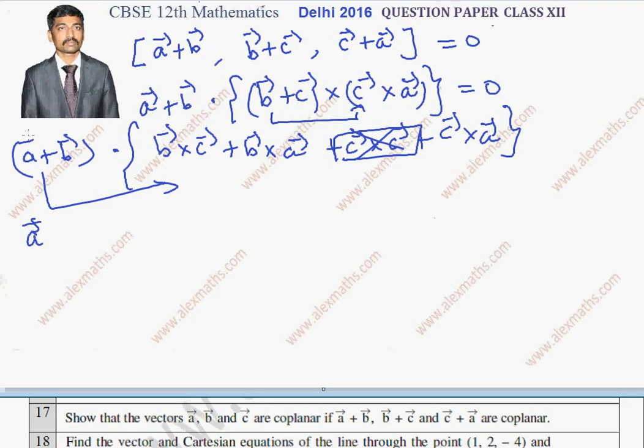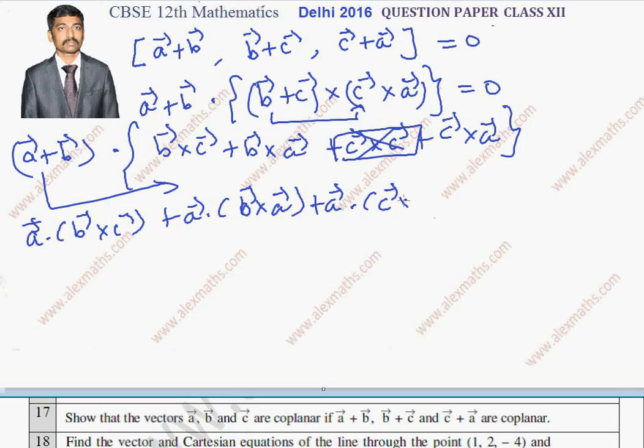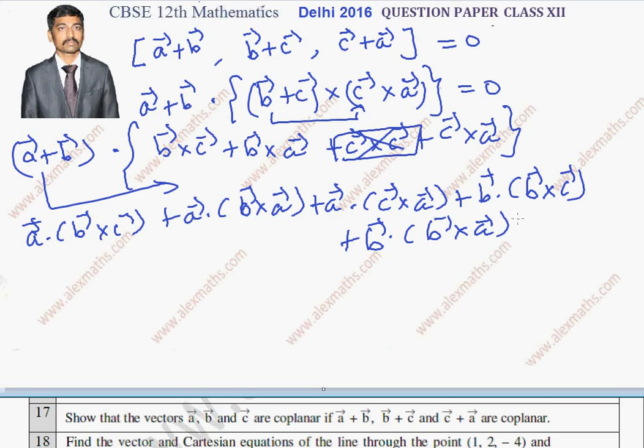To the remaining terms, you multiply a separately and b separately. So this is a vector dot b cross c plus a vector dot b cross a plus a vector dot c cross a plus b vector dot b cross c plus b vector dot b cross a plus b vector dot c cross a.